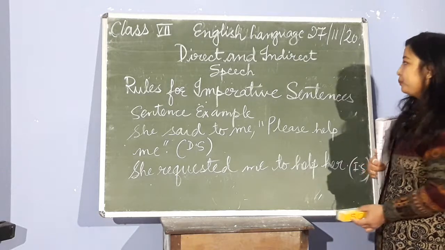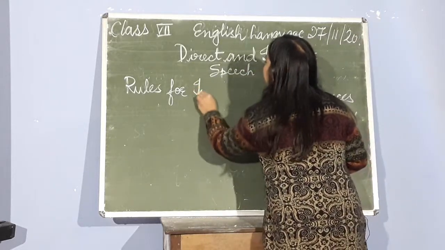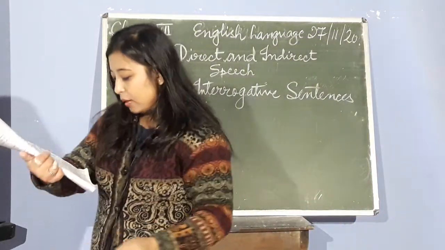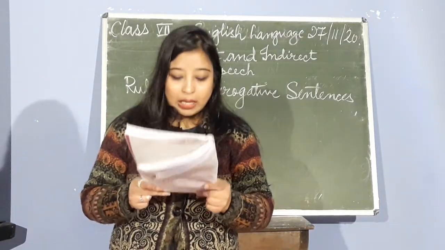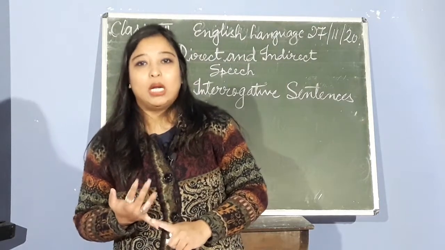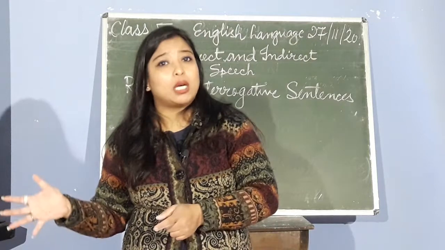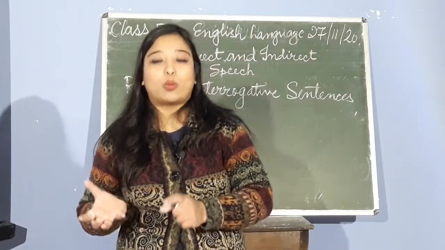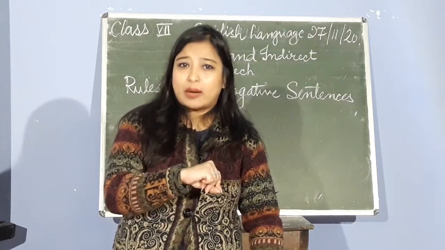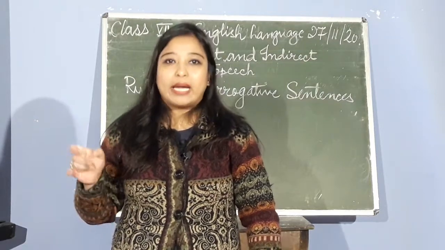Now come to the rules for interrogative sentences. Look at the example carefully. Children, you'll have to remember there are two main kinds of interrogative sentences. The ones which start with an auxiliary verb. Now, what is an auxiliary verb? It's a helping verb like are, were, will. And the other kind starts with question words like what, when, how, which, where, why, etc.